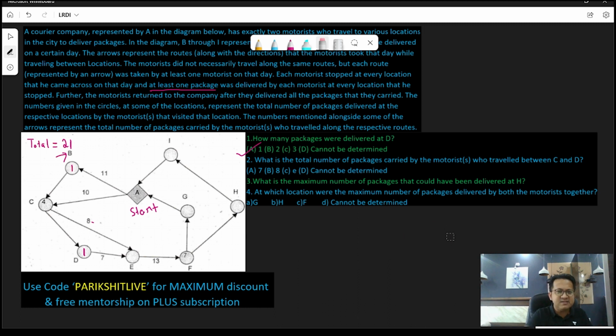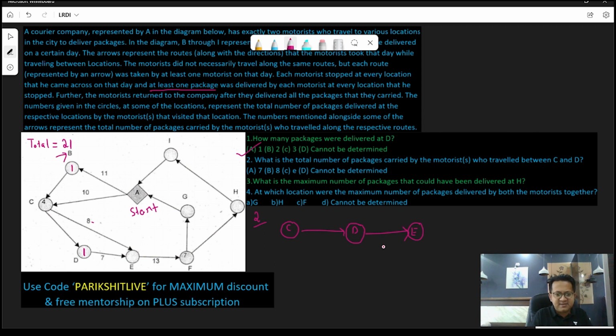But I think the easiest way of solving question number 2 would be C to D and D to E. So can you say you have a line C? Let's draw it. You have a line C, and then you have D, and then you have E. Correct? This is how it comes.